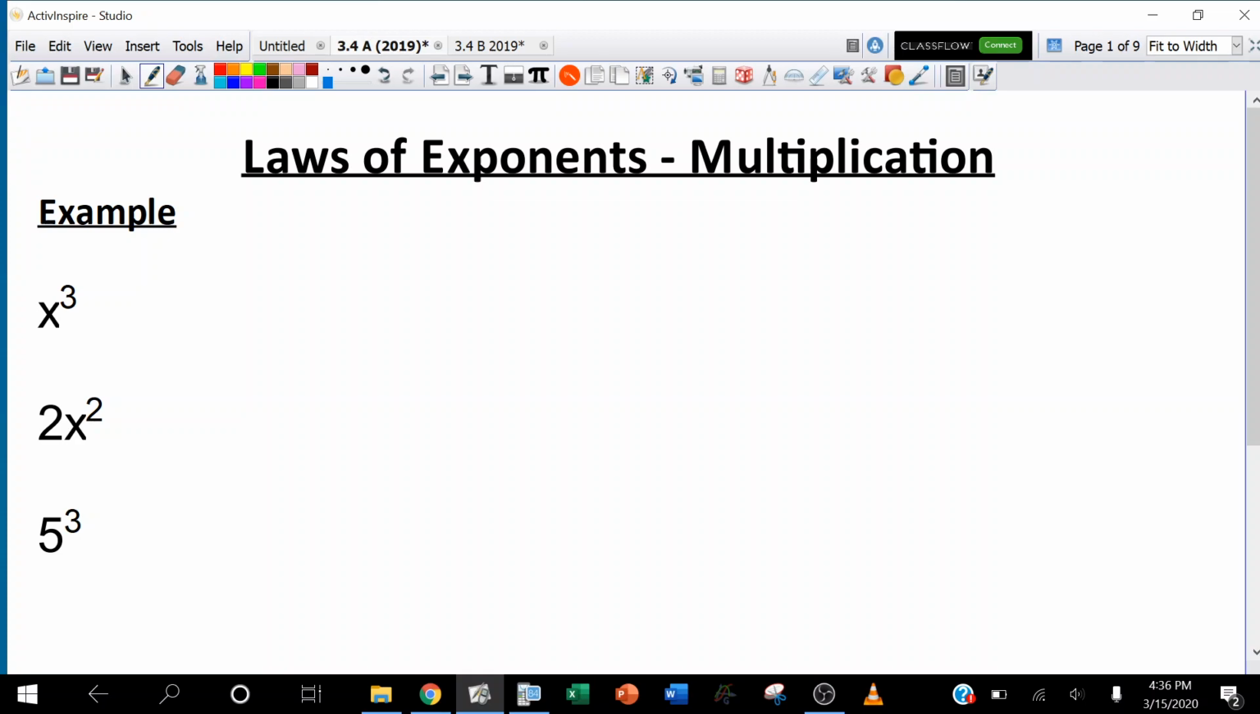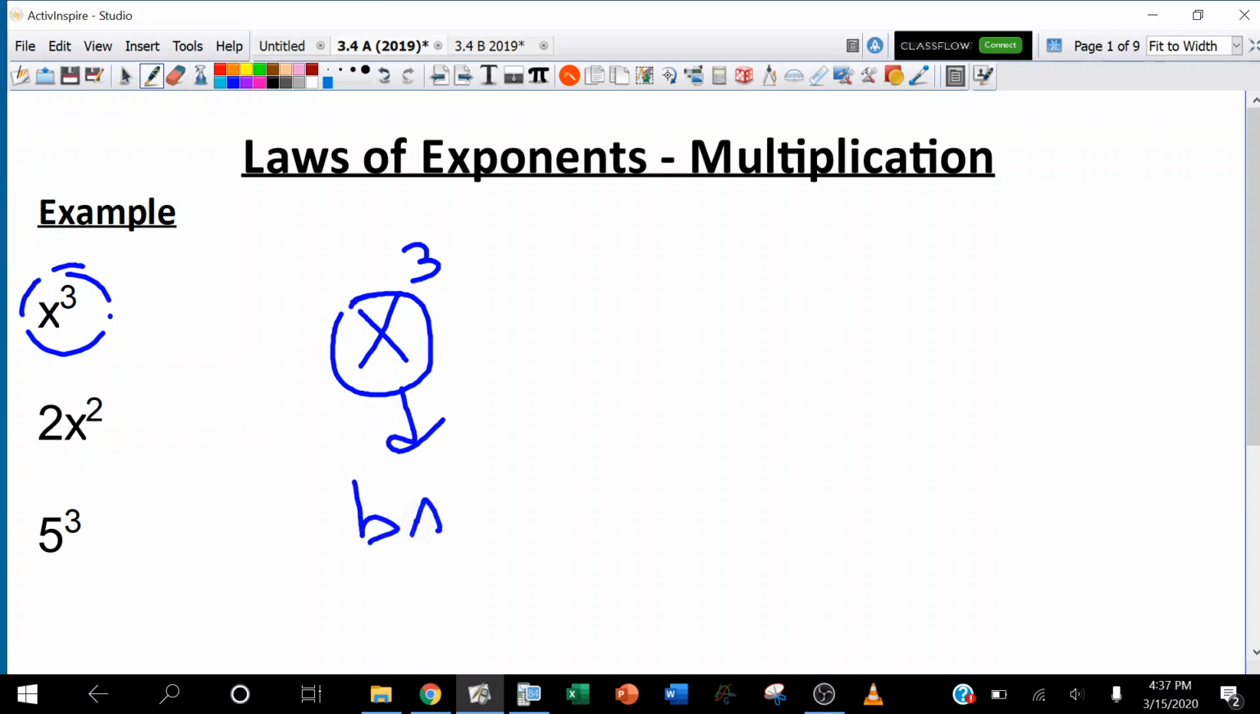So in this lesson, we're going to take a look at some different properties involving exponents. If you look at these examples on the right-hand side, I'm going to start with this first one here, x cubed. Some different terminology first: this x right here is what's referred to as the base, and this 3 right here is what is referred to as an exponent.